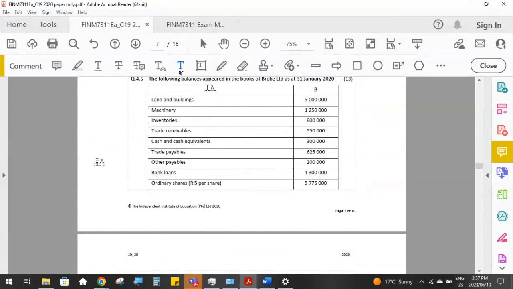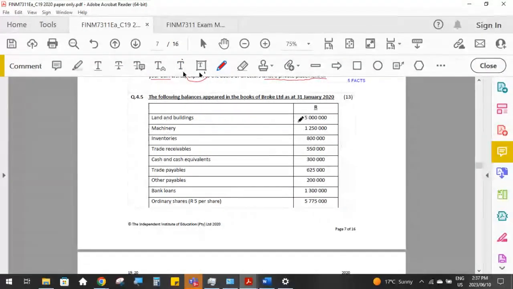And then 4.5, the following balances appeared in the books of Broke Limited: Land and Buildings. So remember in the books, so this means these are the values from our trial balance. Land and buildings, machinery, inventories, trade receivables and trade payables, other payables, cash and cash equivalents, bank loans, and ordinary shares. So this is when these ordinary shares were initially issued. They had been issued at 5 Rand per share, which is how they ended up in our books at 5775.